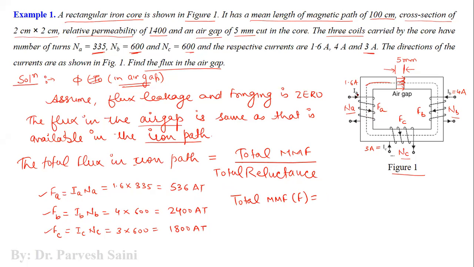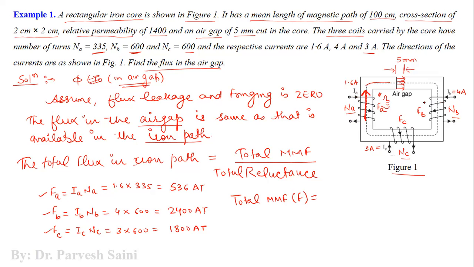So in this particular case, in coil A, if we have to find the direction of the flux, we need to curl our fingers in the direction of the current, and the thumb will give us the direction of flux. So the flux is here, flowing like this. So this is the direction of flux, right?